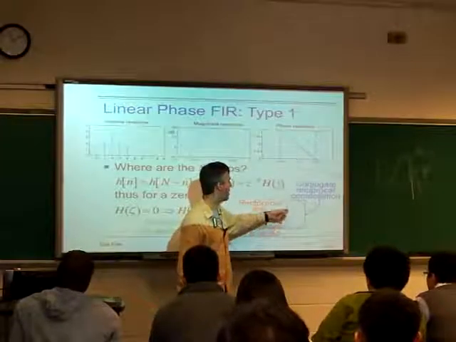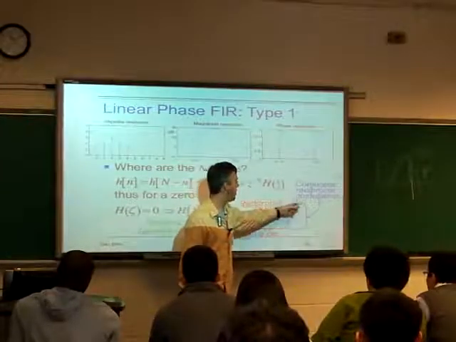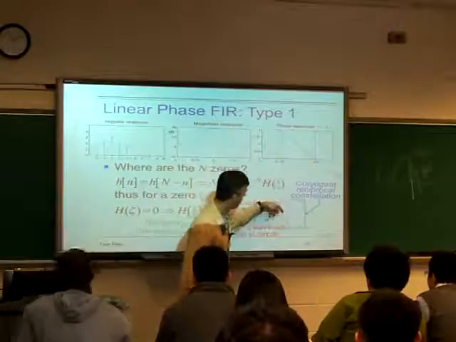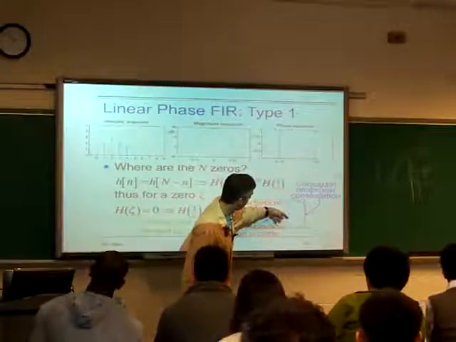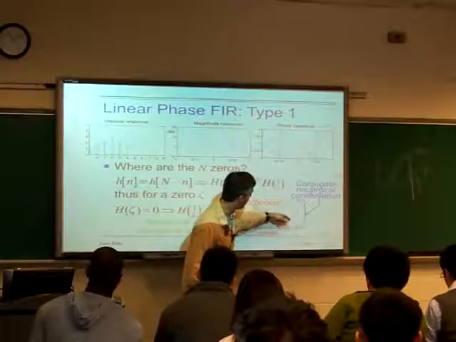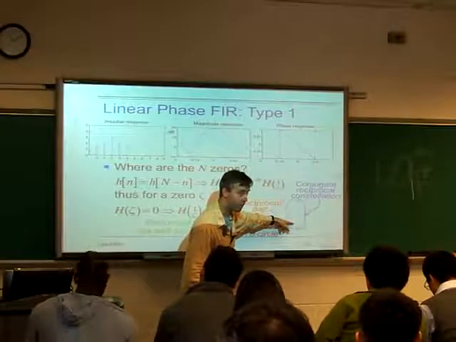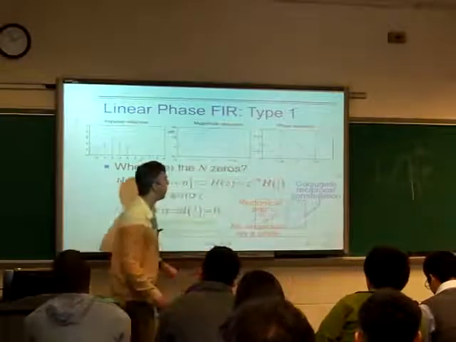So we have a single 0, then we have its conjugate, and we have the reciprocals of both of those, the reciprocal radii. So if this is at 0.5 from 0, then this will be at 2. If this is at 0.9, then there'll be another one at 1.11, right? 1 over r.